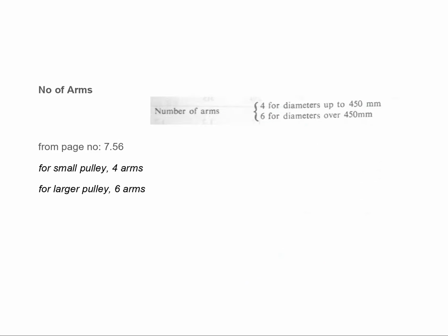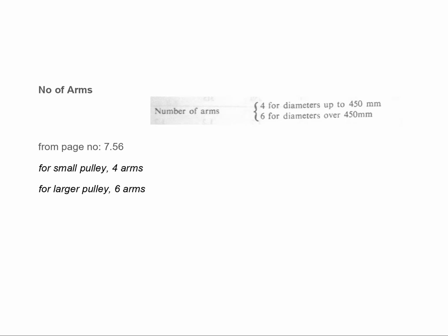Next, number of arms. 4 for diameters up to 450 mm and 6 for diameters over 450 mm. From page number 7.56, for the smaller pulley 4 arms and for the larger pulley 6 arms.